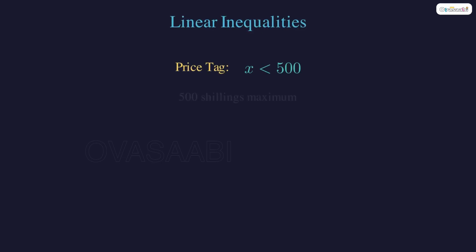Imagine you have 500 shillings. You need to buy items that cost less than 500. How do you write that mathematically? That's what inequalities help us do.